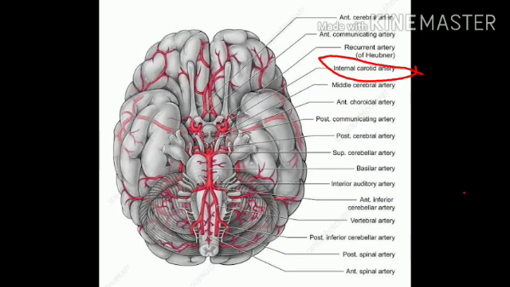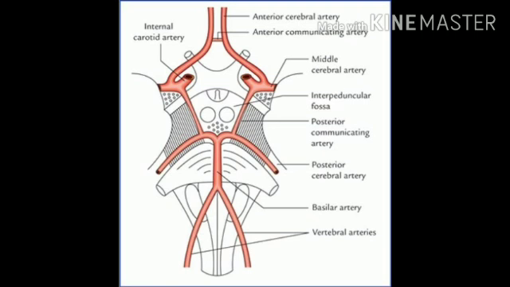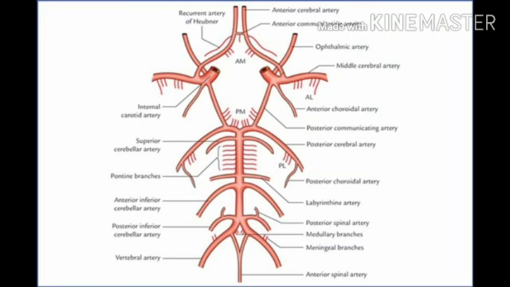It enters into the brain and divides into two terminal branches, that is anterior and middle cerebral artery. Look at the base of the brain. In the interpeduncular fossa, there is the six-sided circle of Willis, or circulus. The anterior cerebral artery communicates with the anterior cerebral artery of the other side through the anterior communicating artery, and the posterior cerebral artery communicates with the internal carotid artery through the posterior communicating artery.